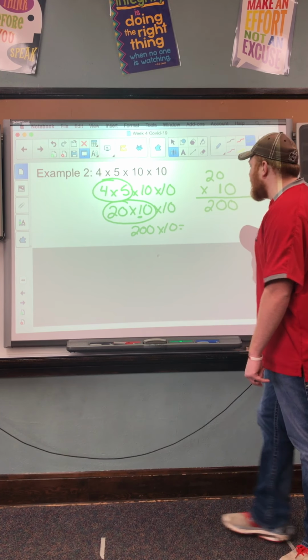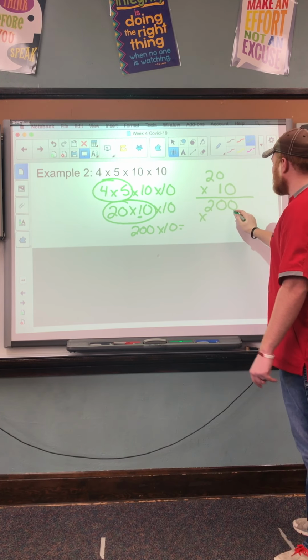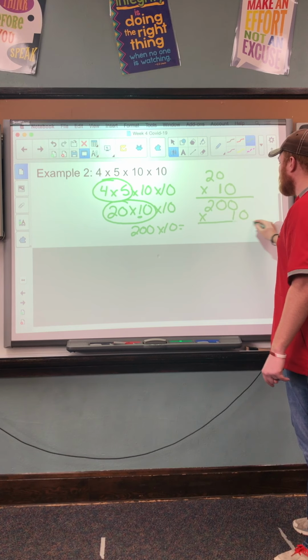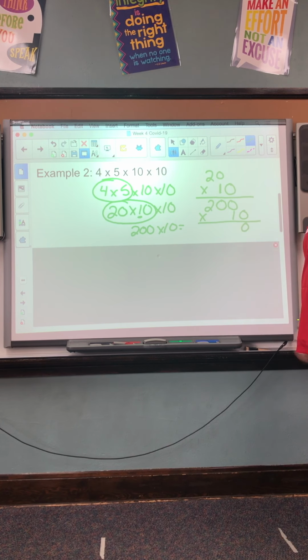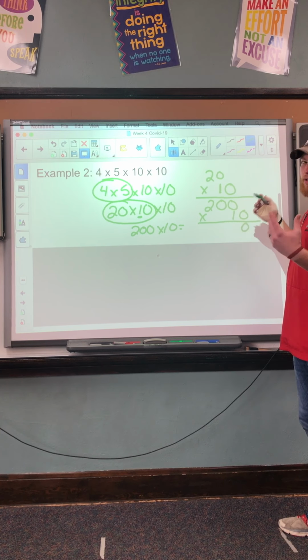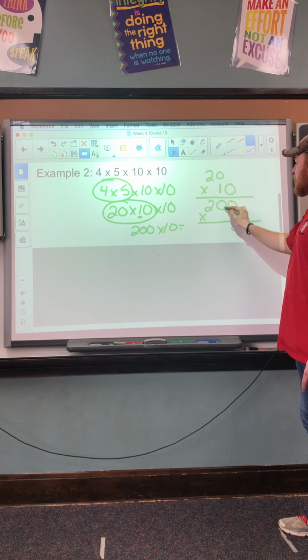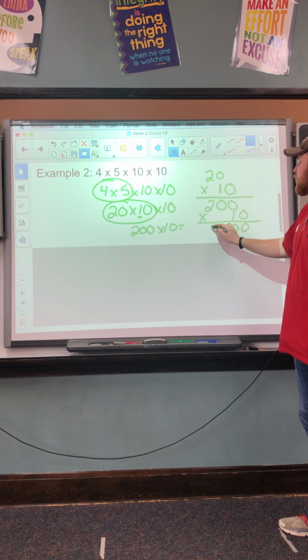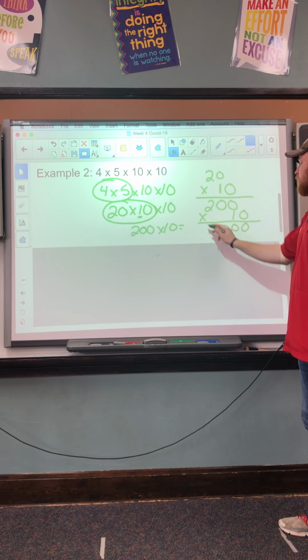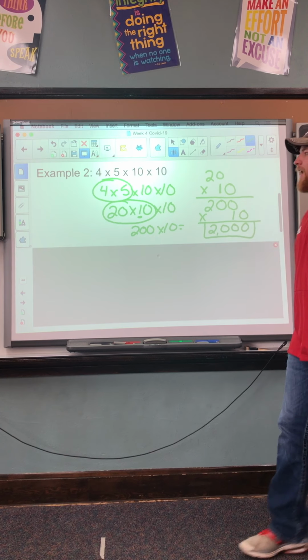Then that's the last step. Okay? Now you can cliffhang the 10 again. Bring down that cliffhanger of the 0. Okay, now you're just doing regular multiplication. 1 times 0 is 0. 1 times 0 is 0. 1 times 2 is 2. So then our answer would be 2,000.